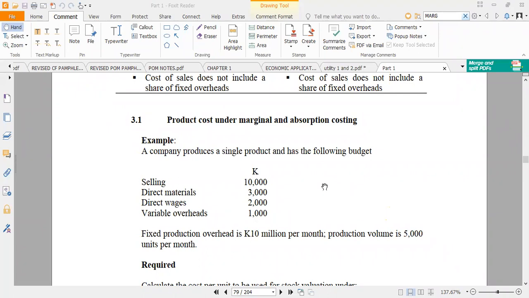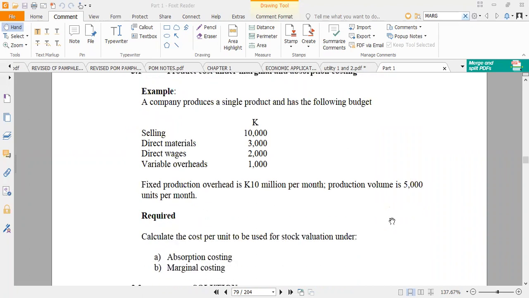Now, fixed production overhead is 10 million per month. And then production volume is 5,000 per month. So you can divide to find the fixed production cost per unit of this product. You simply have to divide and get the appropriate answer that we need. So the fixed production overhead is 10 million per month, and production volume is 5,000. You divide to get the fixed cost per unit.